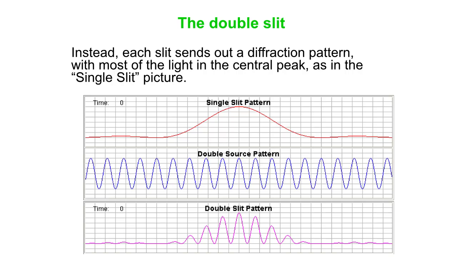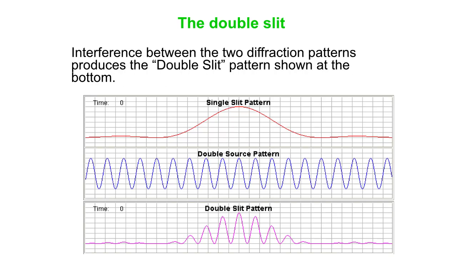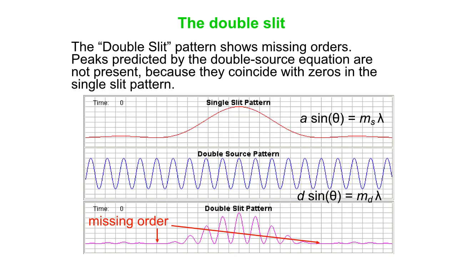Okay, so then you get interference between the two diffraction patterns, one from each slit, and that gives you this double slit pattern at the bottom. But you can get that bottom pattern by simply multiplying the single slit pattern by the double source pattern. Now, when you do that, what you find is that the equation d sin θ = mλ from the double source predicts that there are peaks at certain angles, and it does a very good job making that prediction.